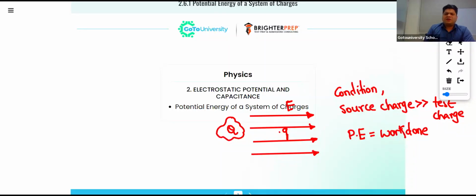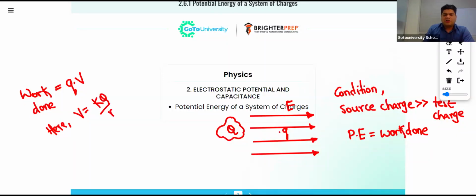And what's the formula for work done? Yes, we know the formula for work done in terms of charge. Work done is Q into V. What is Q? Charge. What is V? Potential difference. And what will be the potential difference here? Your potential difference V will be equal to K Q over R.